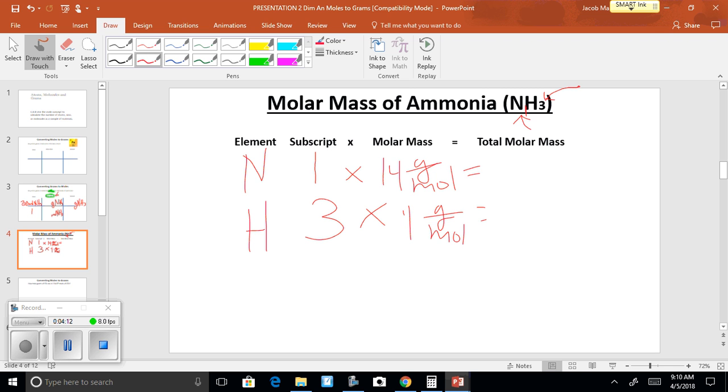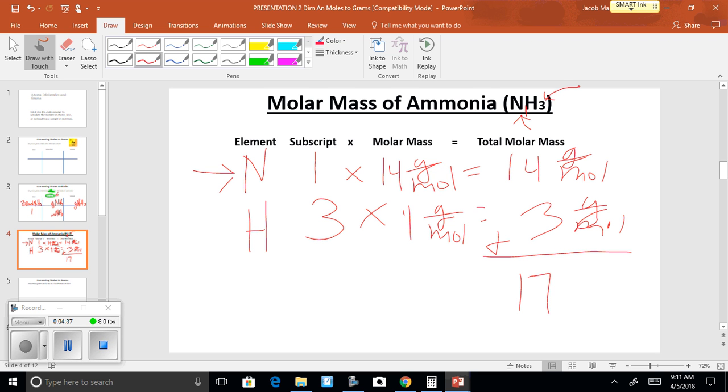Put our equal sign here. Now let's do our first problem. Let's do the nitrogen. So 1 times 14 is 14. Then hydrogen. 3 times 1 is 3. And what do we do with these two numbers? We add them. So what's 14 plus 3? That's 17. And our units are grams of NH3 per mole of NH3. So our molar mass of ammonia, NH3, is 17 grams per mole.